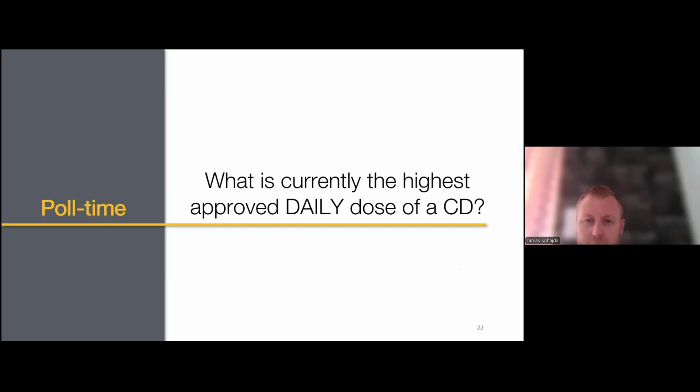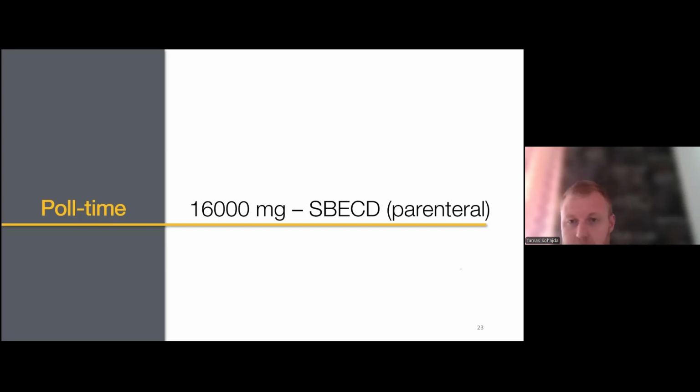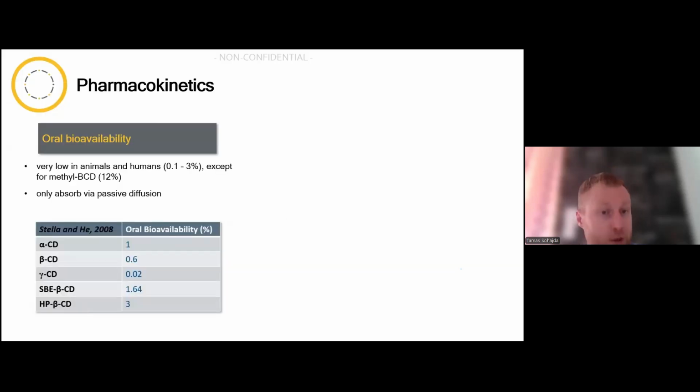Current approved highest daily dose is with the sulfobutyl beta cyclodextrin parenteral application, and it's 16 grams a day for a person. But for an excipient, this is still a huge amount to administer, of course. With the orals, the limits are somewhat lower. So let's see the orals and how the pharmacokinetics look like.